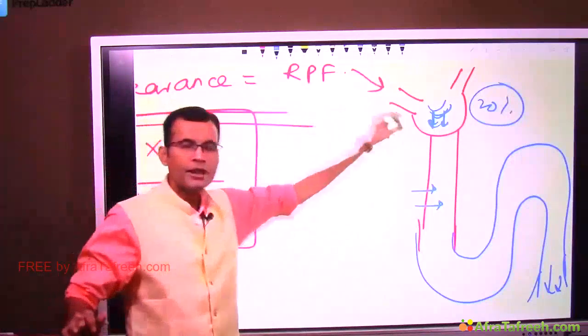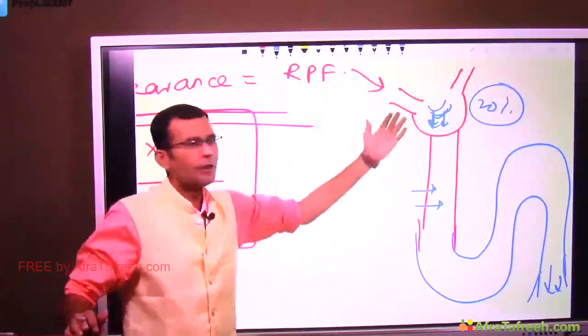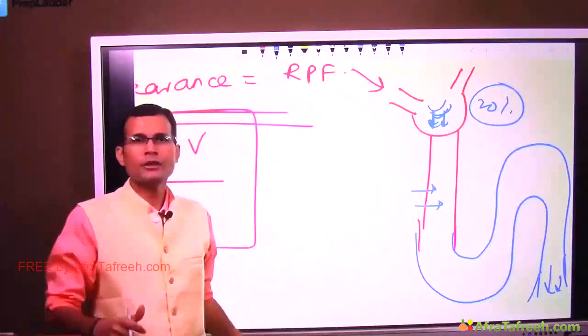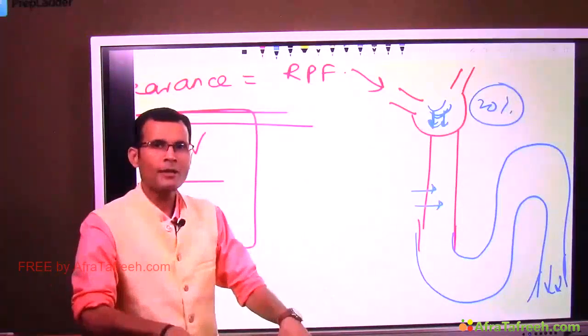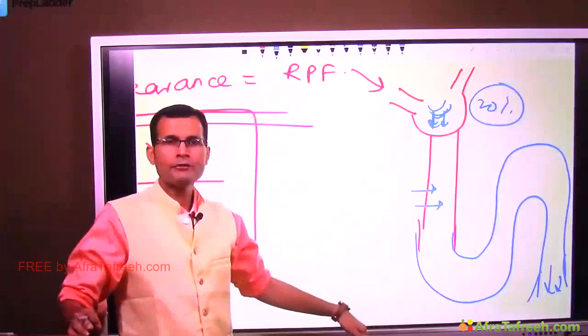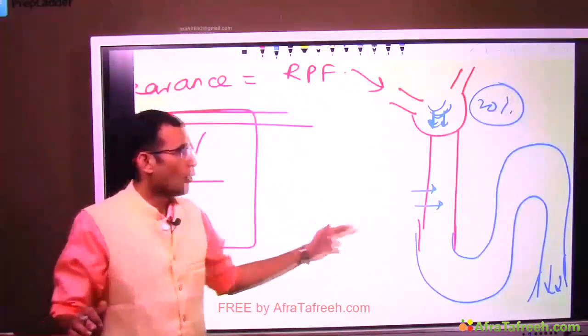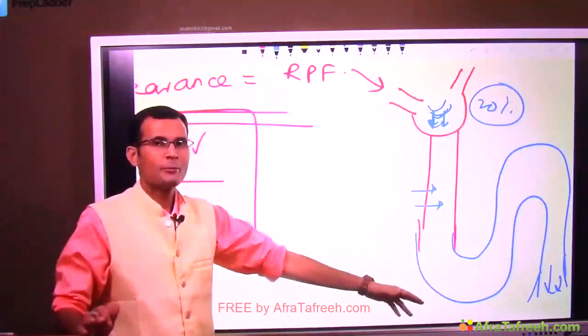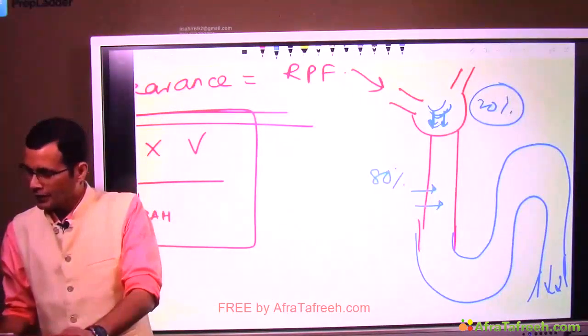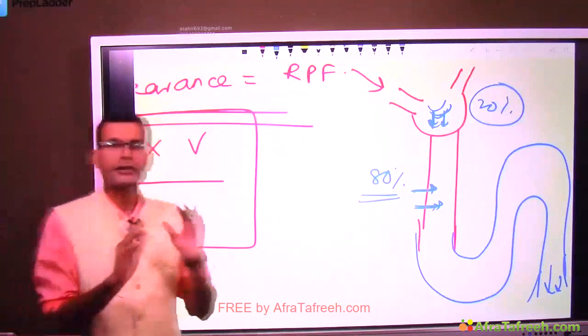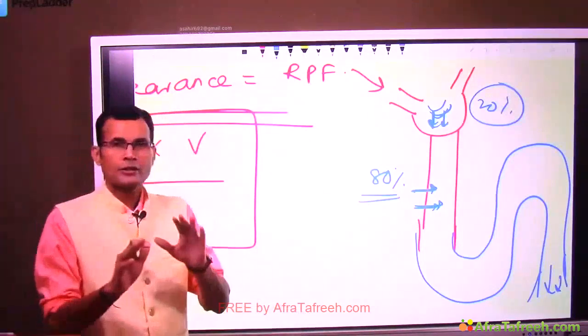At any given one pass, 20% of the plasma gets filtered, and therefore of the PAH which is present in the plasma, 20% fraction will get filtered, but all of it should come into the urine in a single pass. So what about the remaining 80%? Remaining 80% comes by tubular secretion. You get the point?